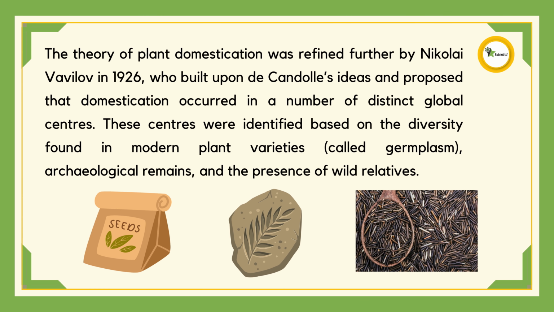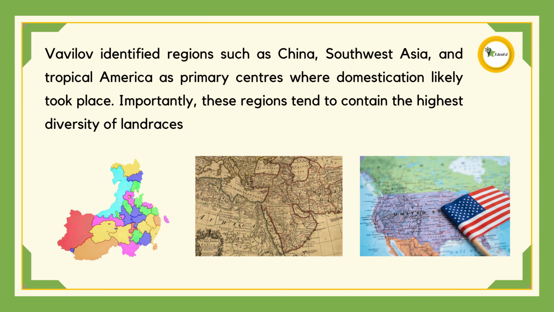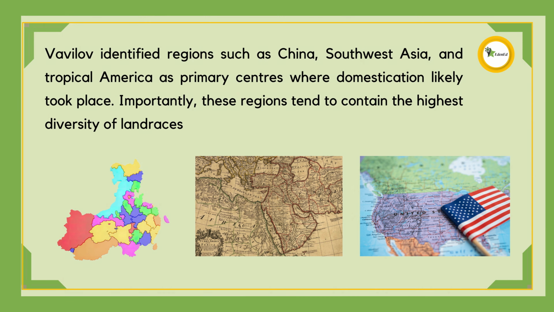The theory of plant domestication was refined further by Nikolai Vavilov in 1926, who built upon de Candolle's ideas and proposed that domestication occurred in a number of distinct global centers. These centers were identified based on the diversity found in modern plant varieties, called germplasm, archaeological remains, and the presence of wild relatives. Vavilov identified regions such as China, Southwest Asia, and tropical America as primary centers where domestication likely took place. Importantly, these regions tend to contain the highest diversity of land races.